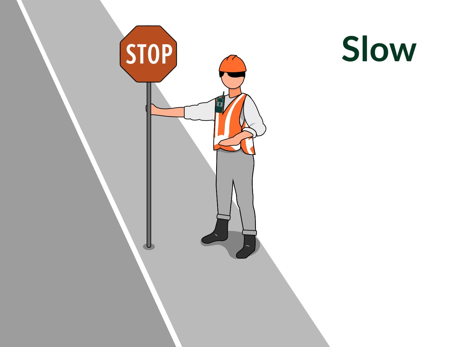To alert traffic or signal for vehicles to slow down, aim the slow paddle face toward road users and motion up and down with your free hand, palm down.